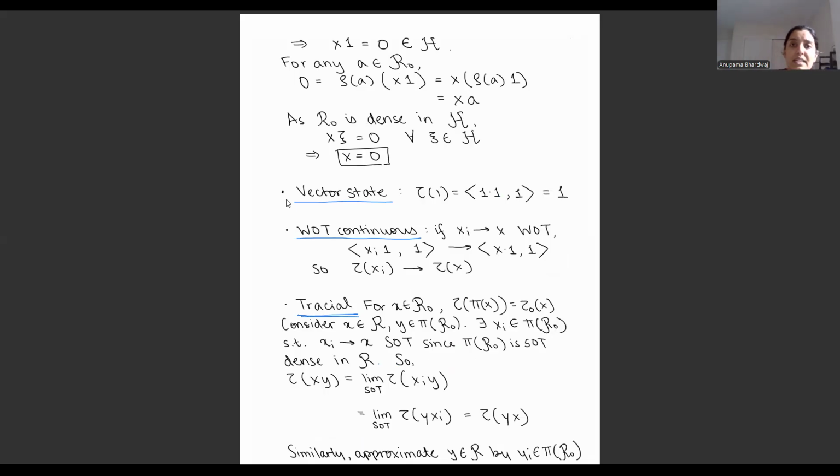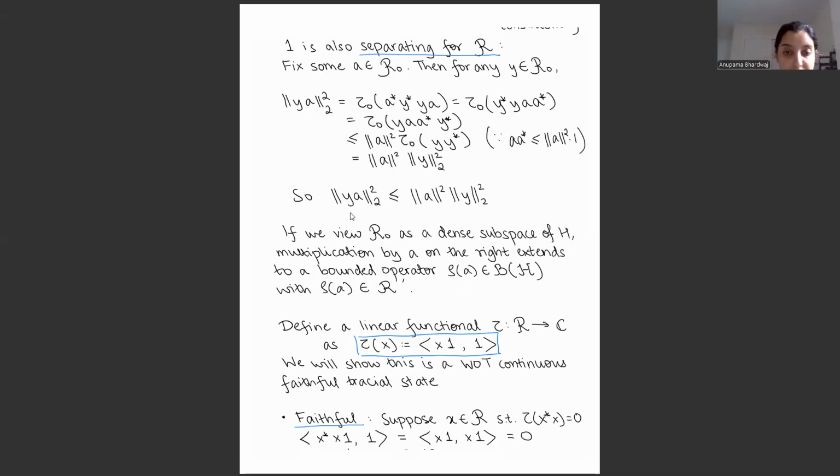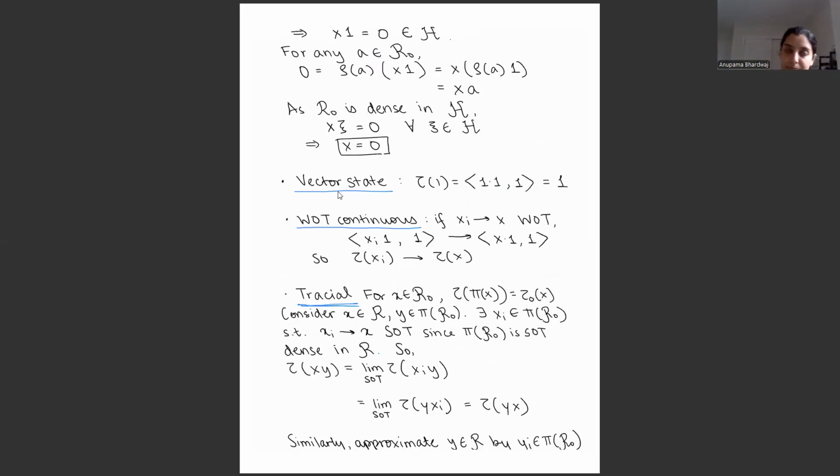Suppose you have any element x in R such that tau of x star x is equal to 0. What does that mean? If I have tau of x star x, that's equal to the inner product of x star x evaluated at 1 with 1. And then by the definition of x star, I can move the x star onto the right. So that's going to be the inner product of x at 1 and x at 1. If tau of x star x is equal to 0, that means this inner product is equal to 0, which means that x of 1 is equal to 0.